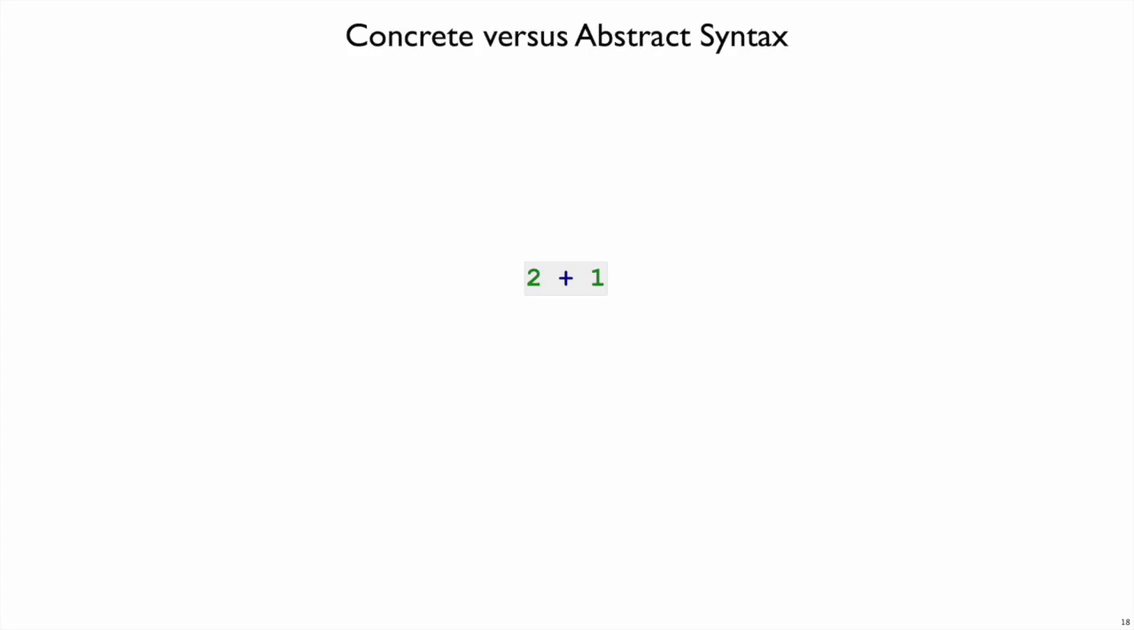A Mo programmer, that is, a programmer using our new language Mo, wants to write arithmetic like this, 2 plus 1. But our interpreter needs a representation of that 2 plus 1 as an exp data type. This 2 plus 1 we would call concrete syntax for Mo, while this plus E representation is the abstract syntax of Mo programs that our interpreter deals with. So how do we bridge this gap between what a Mo programmer wants and what our interpreter wants?